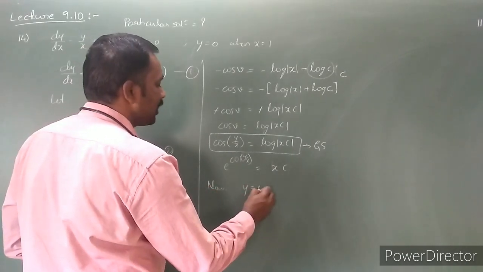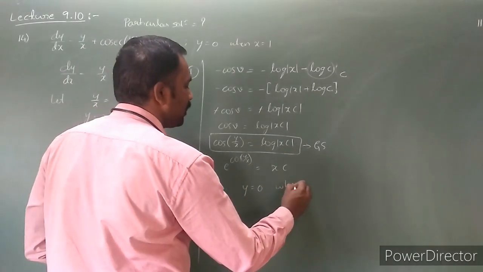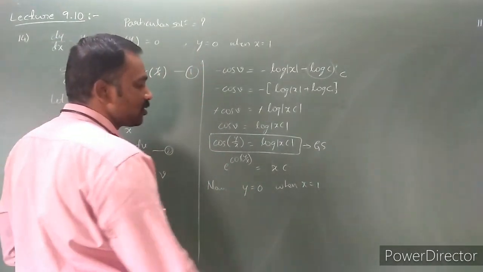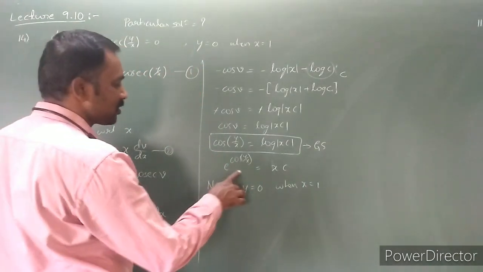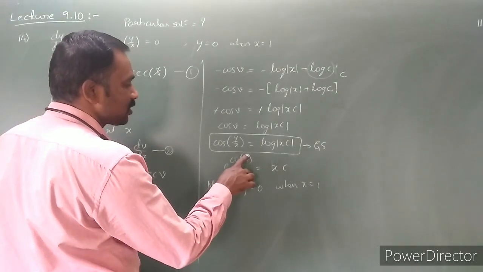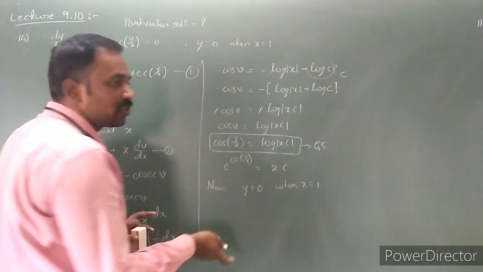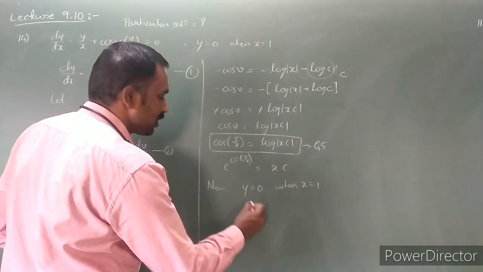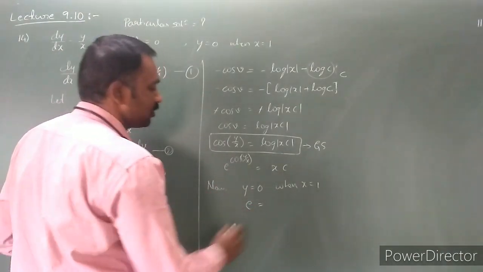Now, what is given? y is equal to 0 when x is equal to 1. Replace it: y is 0. Cos of 0 divided by 1, 0 divided by 1 is 0, cos of 0 is 1. So e power 1 is equal to e.